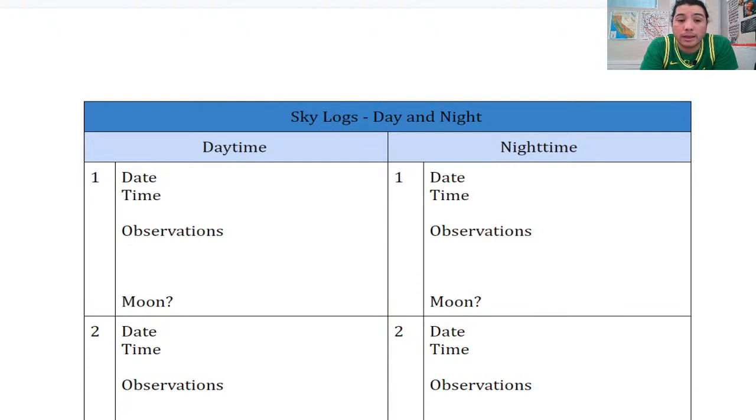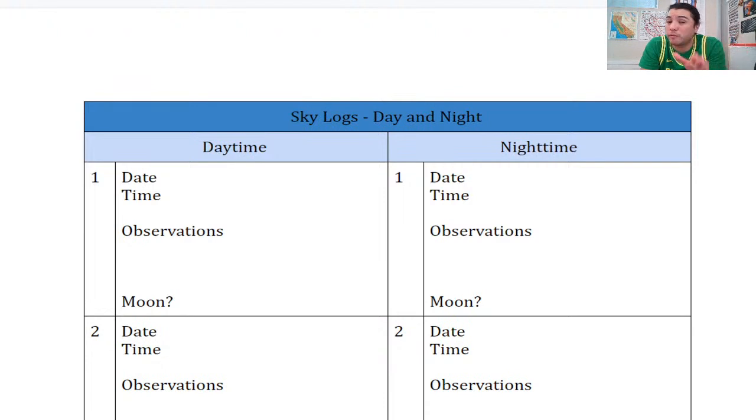You're going to get a document that looks like this. And between now and next Tuesday, even if you're not in my class, you can recreate this graphic organizer and follow along with us, and we'd love to have you. Between now and next Tuesday, we're going to be making 4 observations of the daytime sky and 4 observations of the nighttime sky.